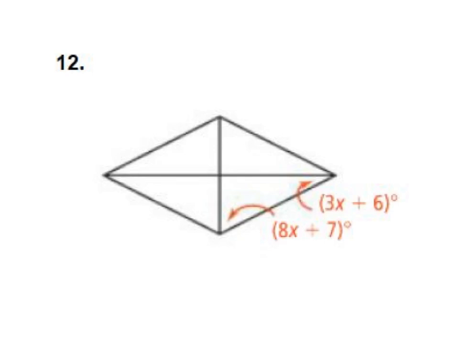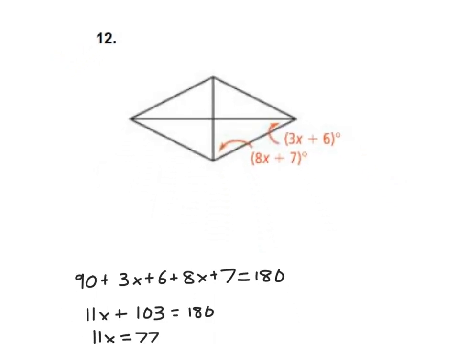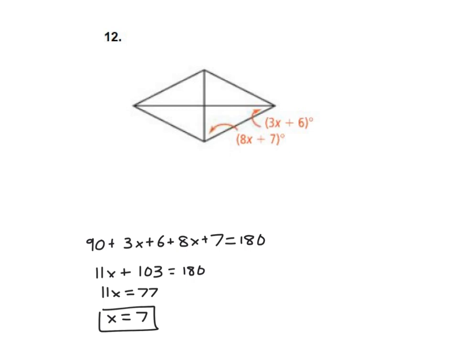Okay, last problem. Okay, this problem was a little bit tricky. So remember, the diagonals make a 90-degree angle, so we could say 90 plus 8x plus 7 plus 3x plus 6. So this is the triangle sum theorem, and they should add up to 180. Then you can combine like terms, and solve for x. You should get x equals 7.